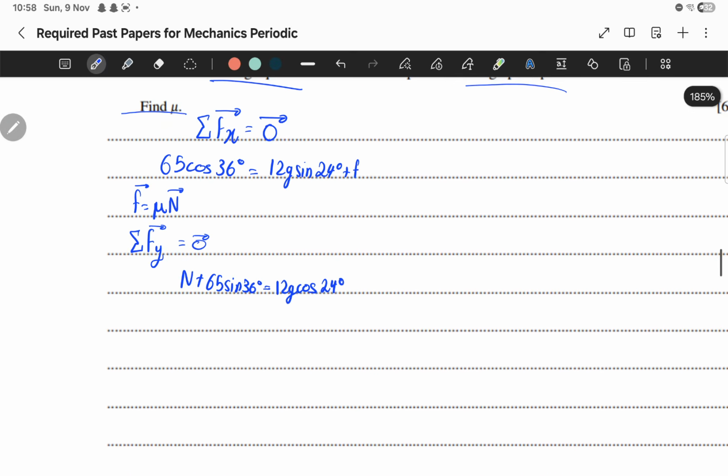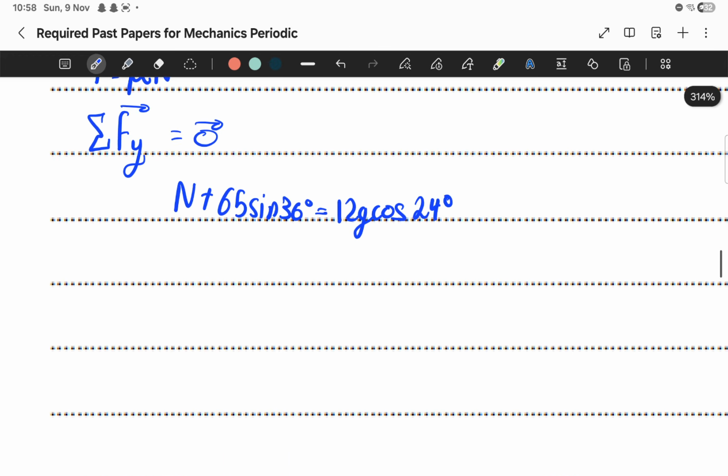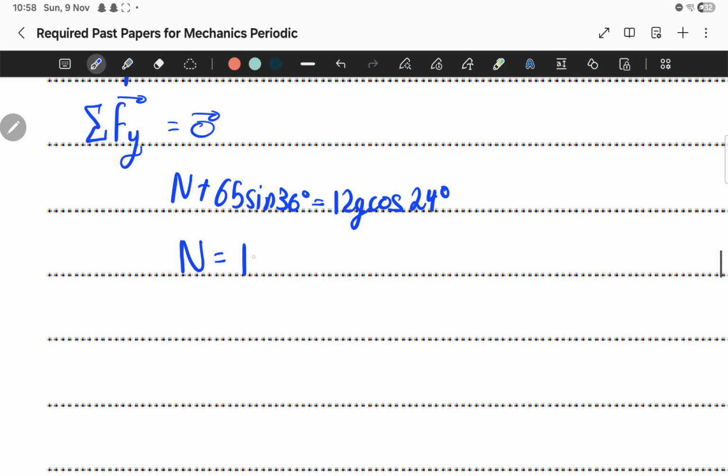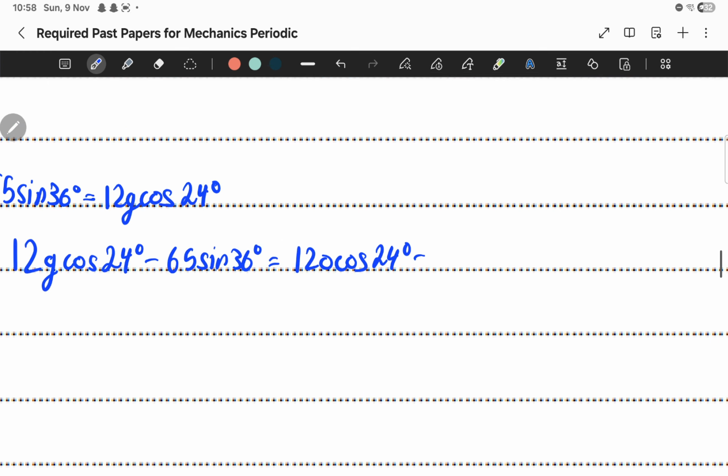Okay, now this is very easy, right? I have an idea of what's gonna go on. I can find friction since I have this, and I can find n. So what am I gonna do? F equals mu n, done. So n is equal to 12g cosine 24 degrees minus 65 sine 36 degrees, g equals 10. Here's my calculator. So this is equal to 120, so I'll just rewrite it: 120 cosine 24 degrees minus 65 sine 36 degrees.